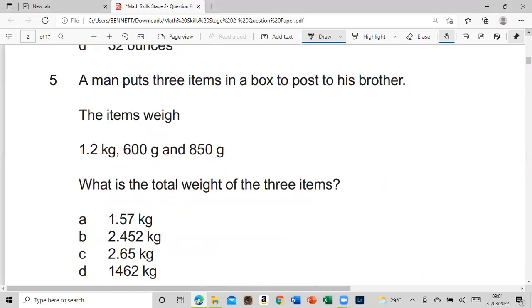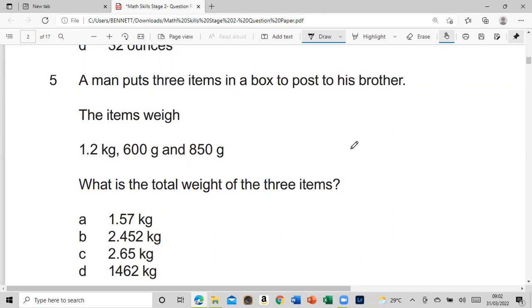Check out this one. A man put 3 items in a box to post to his brother. The items weigh 1.2 kilogram, 600 gram, and 850 gram. What is the total weight of the 3 items? All right. How do we want to approach this? We can approach it 2 ways. We can convert all of it to grams and then back to kilogram. I think I'm gonna do that.